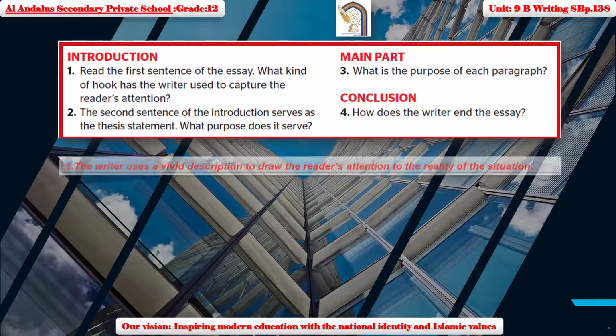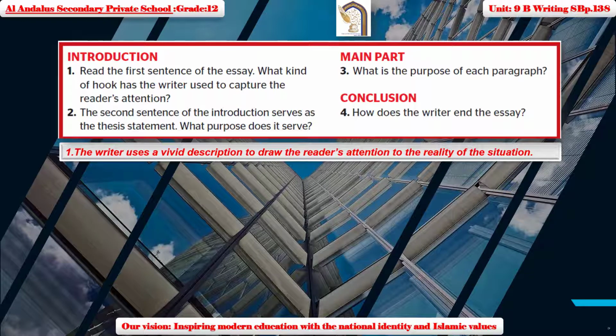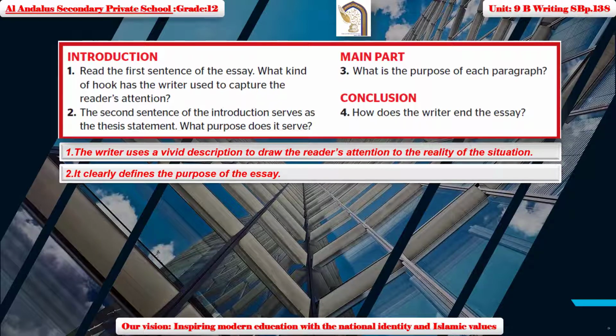Yes, this is a good answer. The writer uses a vivid description to draw the reader's attention to the reality of the situation. Question 2. The second sentence of the introduction serves as the thesis statement. What purpose does it serve? Amazing. This is a good answer. It clearly defines the purpose of the essay.